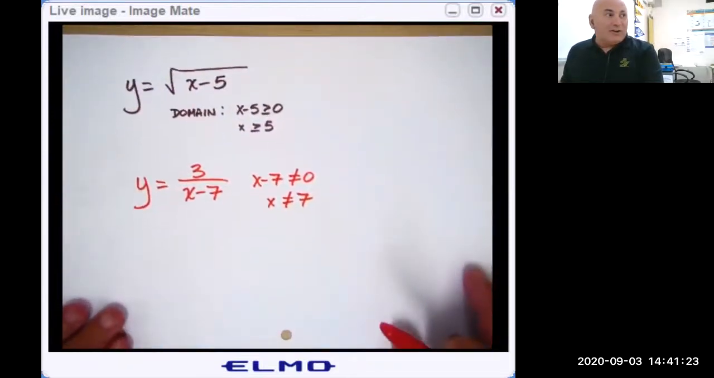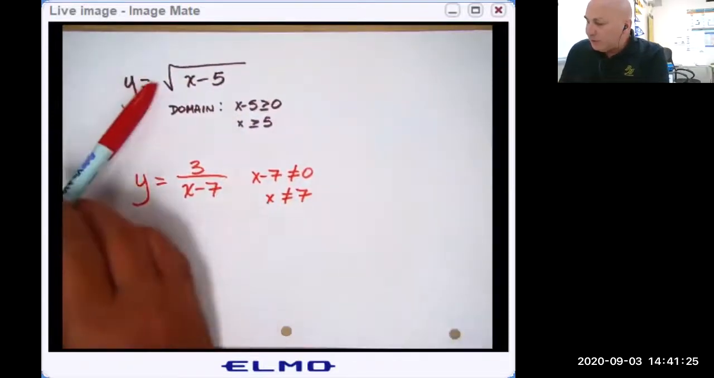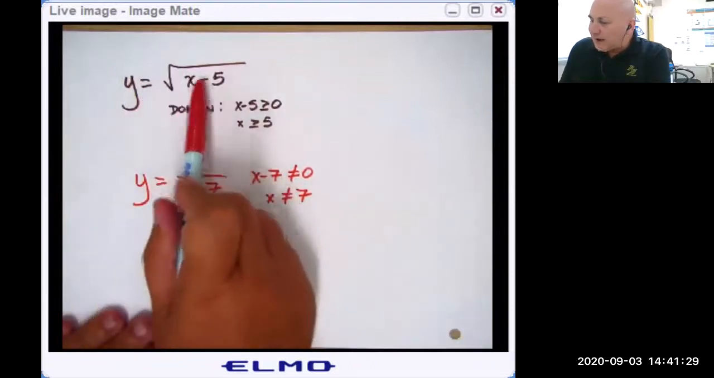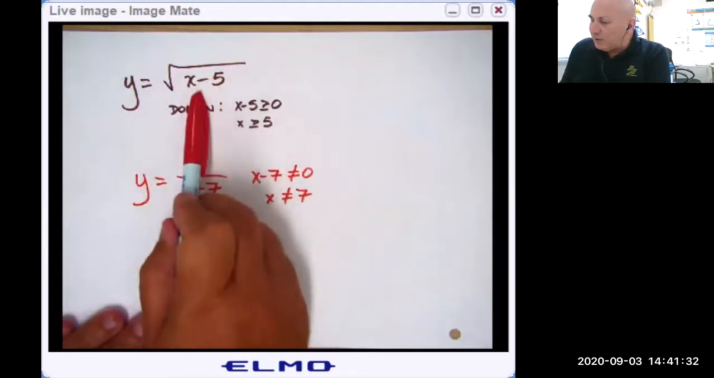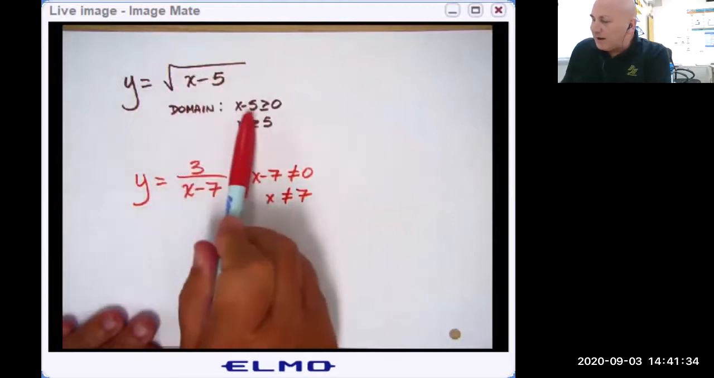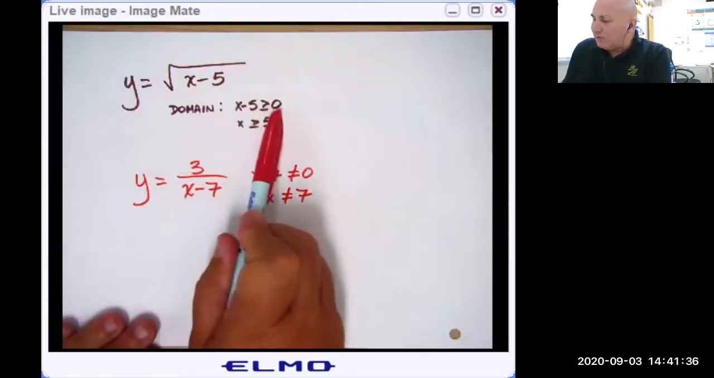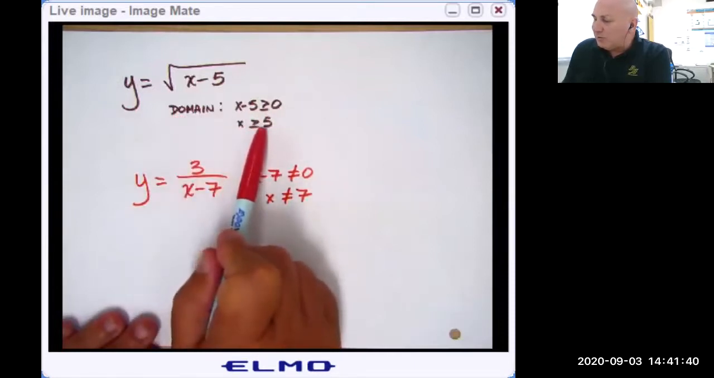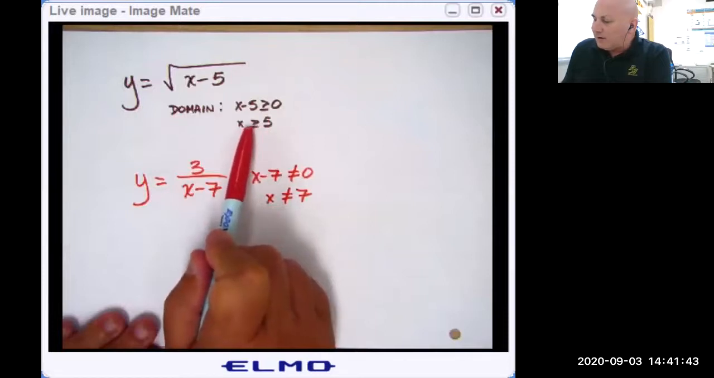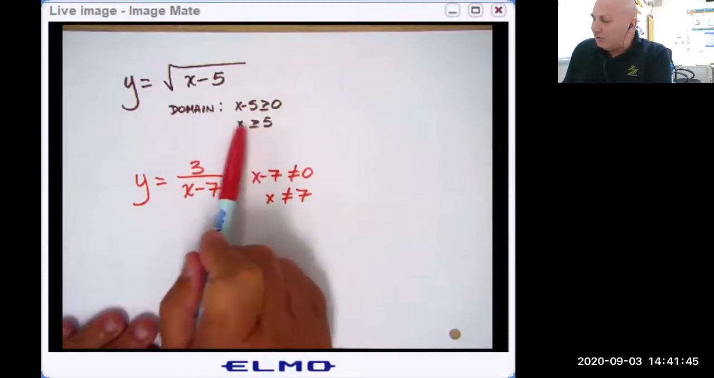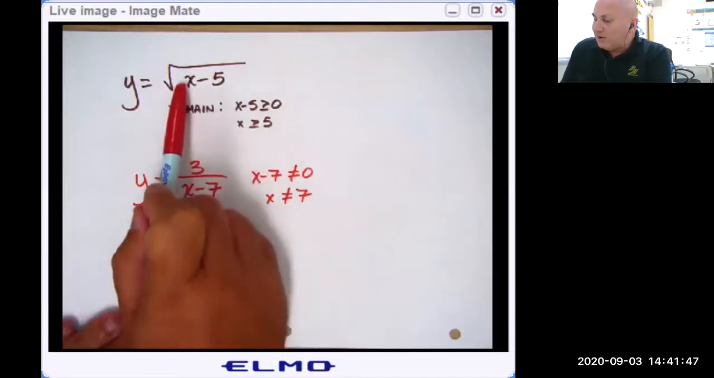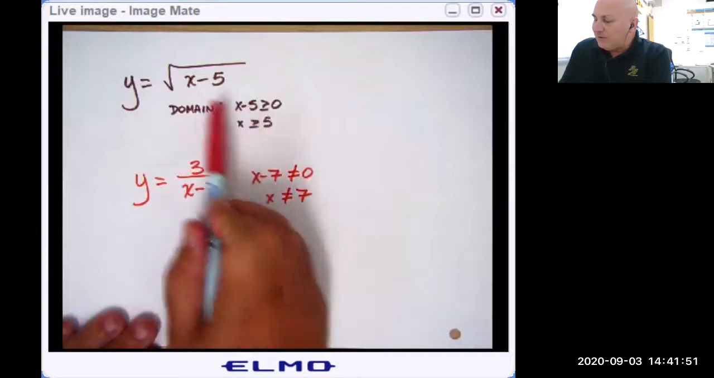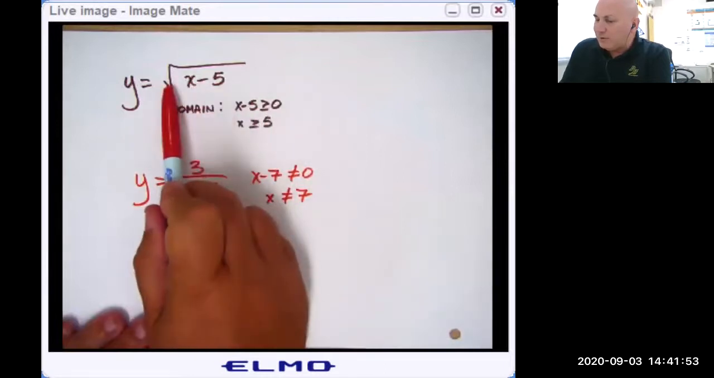So if I take a look at these two functions, we know that whatever is under the radical has to be greater than or equal to 0. So I take that number under the radical, make it greater than or equal to 0. So the domain of this is x is greater than or equal to 5. If you try 4.99, which is not greater than 5, you get the square root of a negative number, and that's bad. If you try 5, 5 minus 5 is 0, square root is 0.